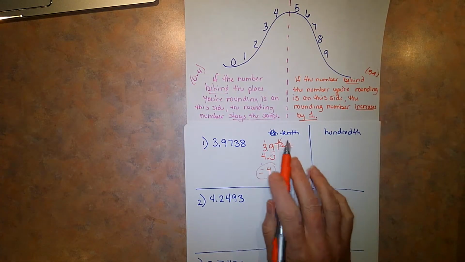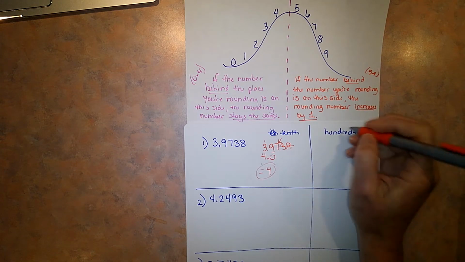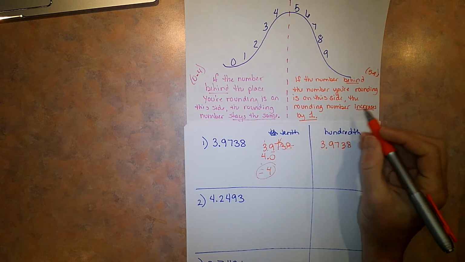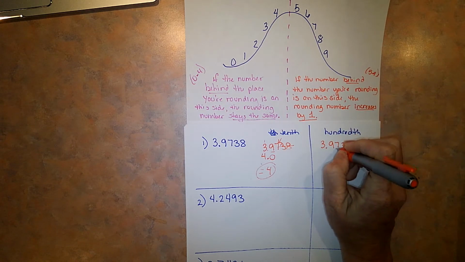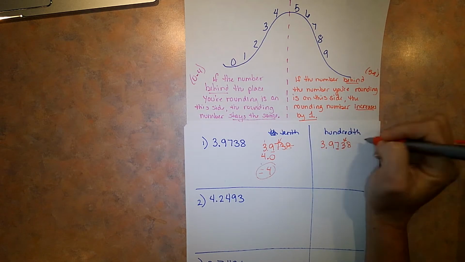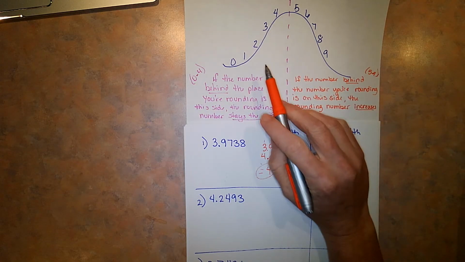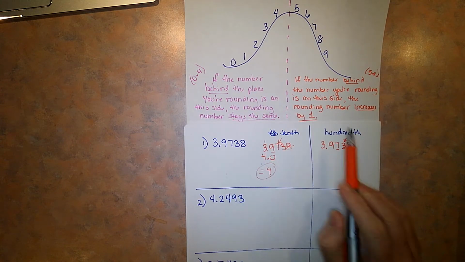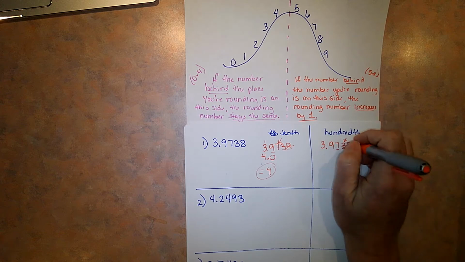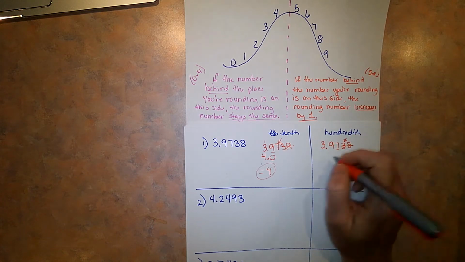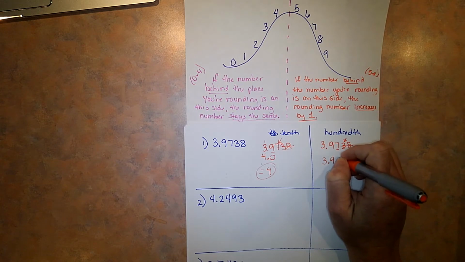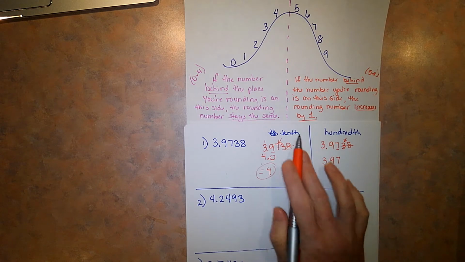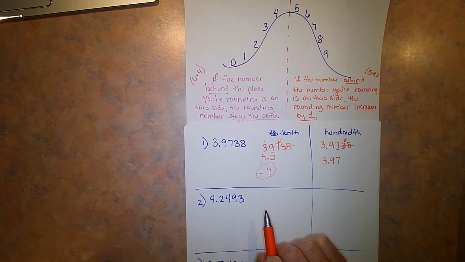Now let's take a look at this same number and what would happen if you were asked to round to the hundredths place. 3.9738. 100 has 2 zeros, so I'm going to start at my decimal: 1, 2. This is now the number I'm rounding, which means this 3 becomes the boss. If I look back up at my poster, 3 is on this side, which means my rounding number is going to stay the same. So my 7 stays the same. Everything behind it goes away. Everything in front of it stays the same. So this stays 3.97. Notice the vast difference in these two answers depending on what place value you're rounding to.